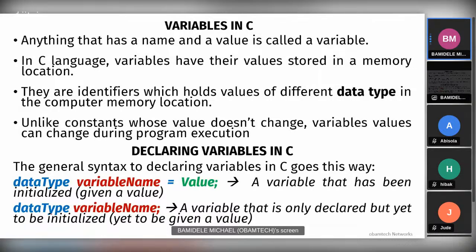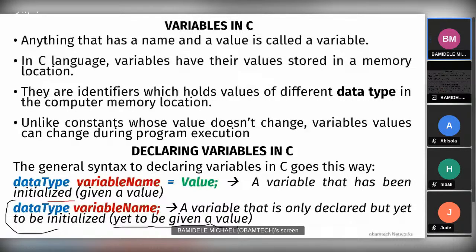The general syntax for declaring variables in C goes this way: the data type, the variable name, and the value. This is an example of a variable that has been initialized, given a value. So when you declare like this, you are initializing the variable already. And when you declare in this second way, where you have the data type and variable name, this is an example of a variable that is only declared but yet to be initialized. That is, you have not given it a value.